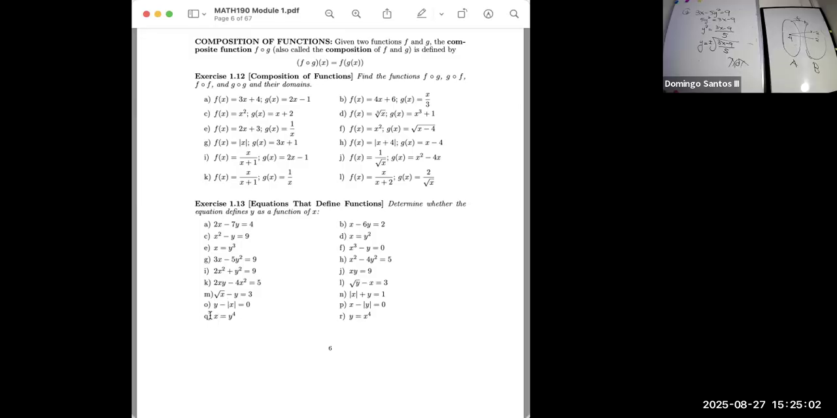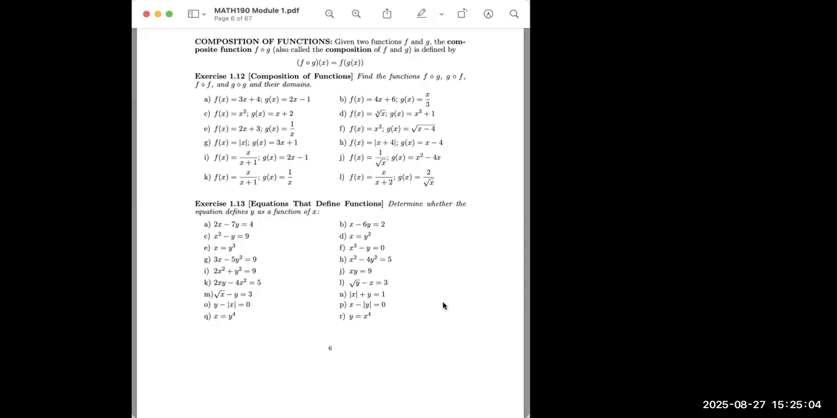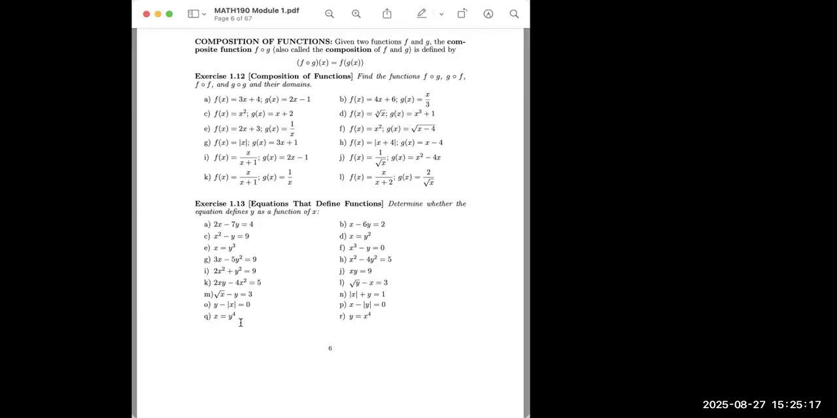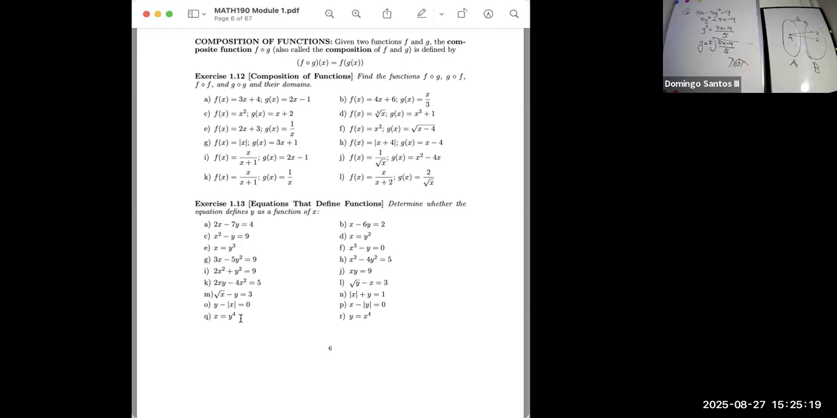Letter Q. For this, I had a question. Does the rule for positive and negative only apply to squares or any even number? Any even power. Yeah, so this would not be a function. Very good.